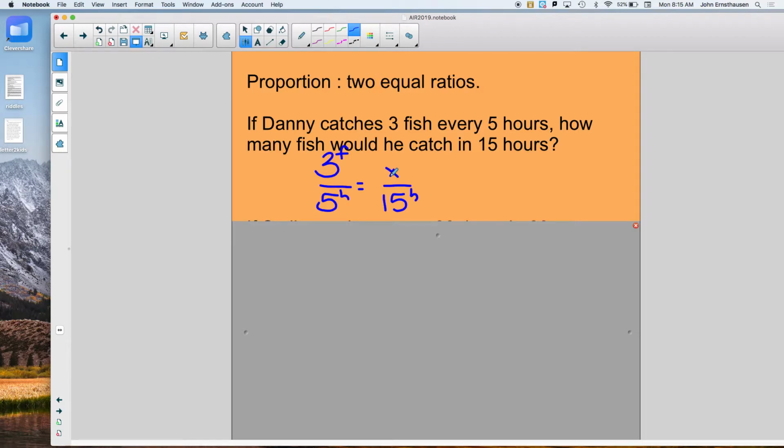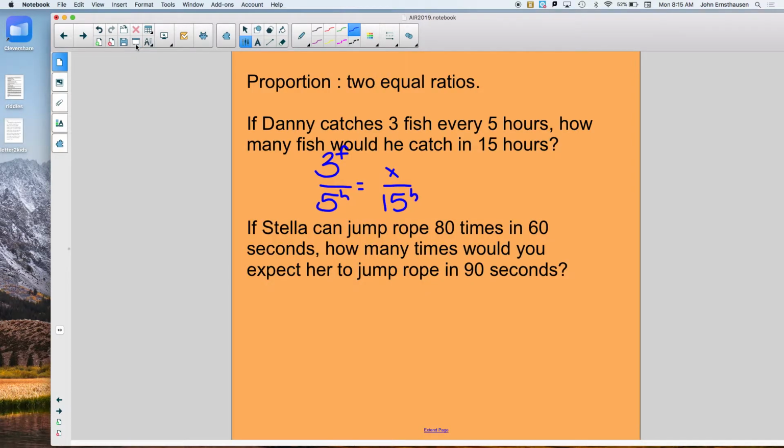All right? Try this one. If Stella can jump rope 80 times in 60 seconds, how many times would you expect her to jump rope in 90 seconds? Set up a proportion.